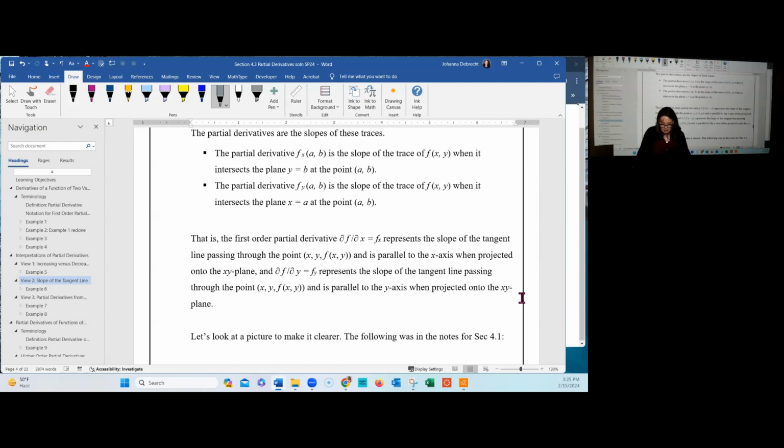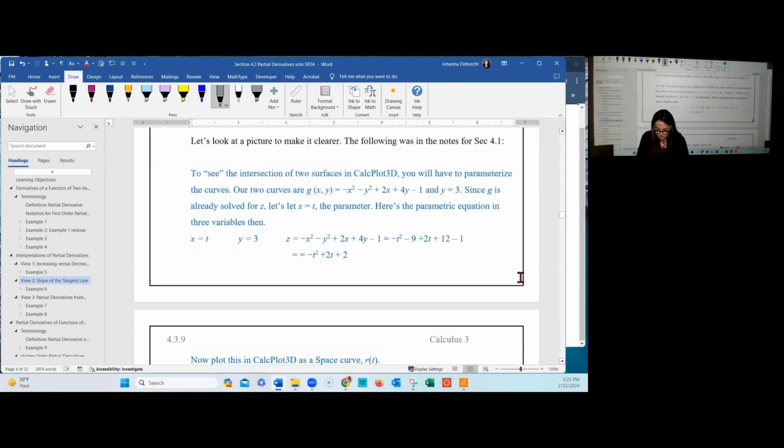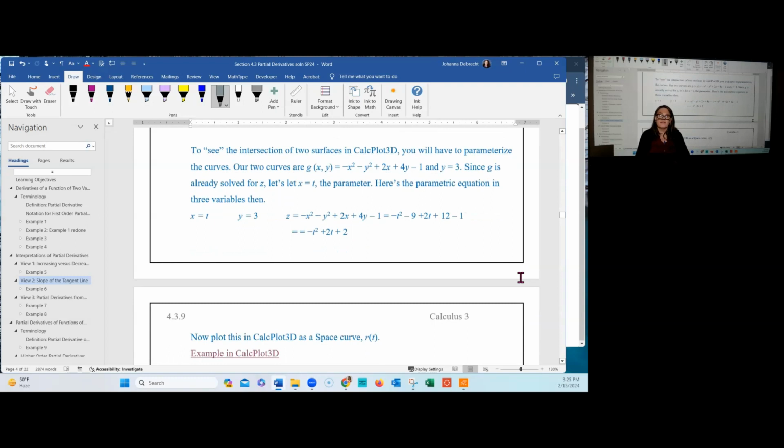Let's take a look at a picture, and this will make it a little bit clearer, I hope. This is coming out of the notes from section 4.1, where we had two surfaces, a function g of x and y given by negative x squared minus y squared plus 2x plus 4y minus 1, definitely a quadric surface, and the plane y equal 3.